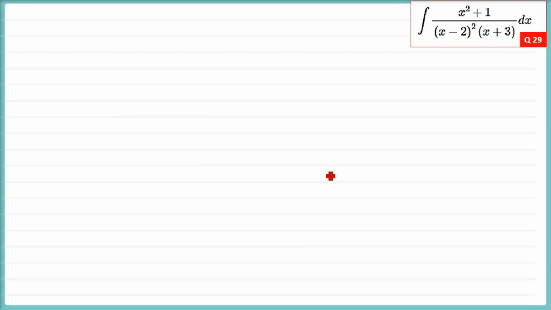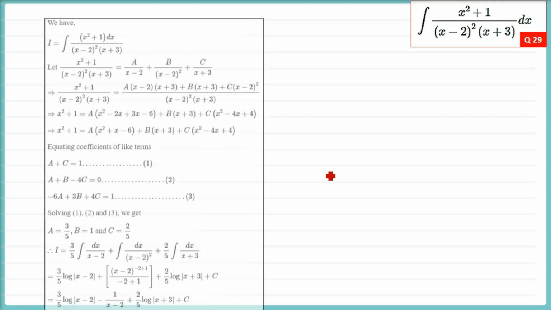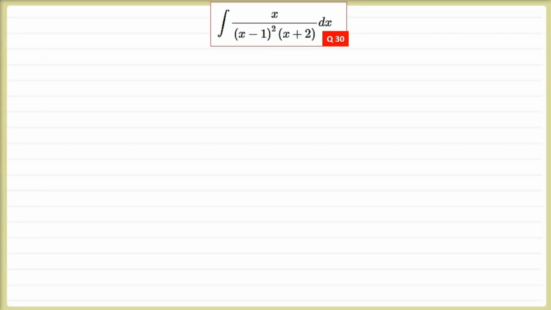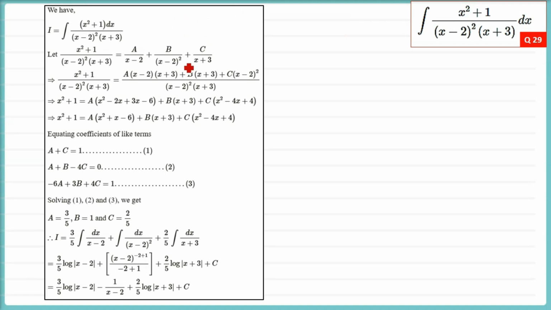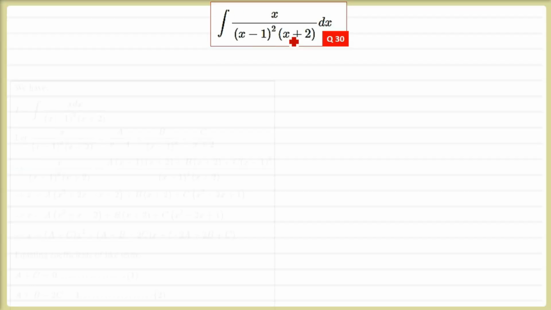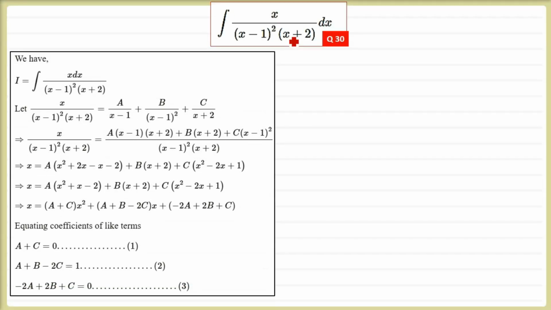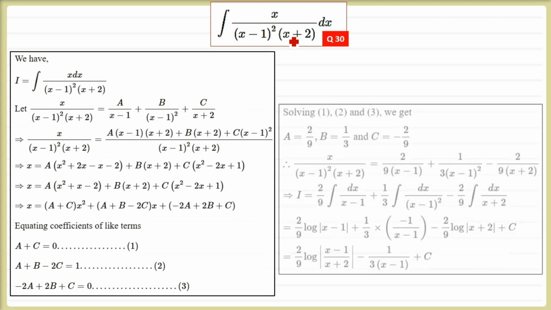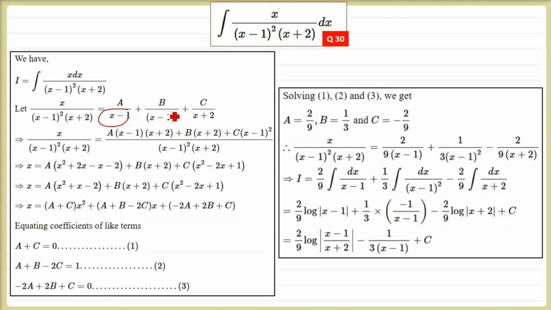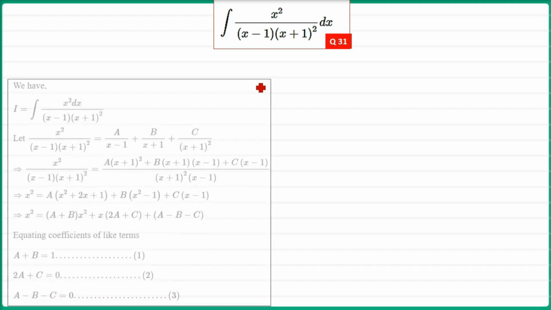Again, this is the same one as the 27th and 28th question. So I hope you have understood the 27th question, and this is the way you can solve it. Again, it's easier than the previous ones. It just has x in the numerator. Again, a straightforward question. You can try it by yourself. Same here. So you can do it.